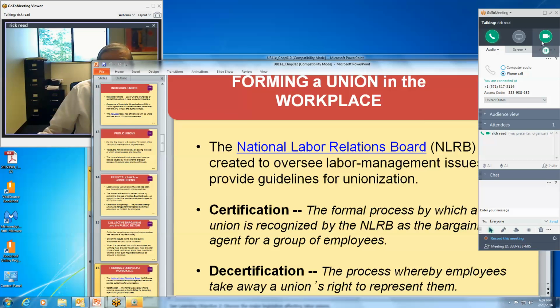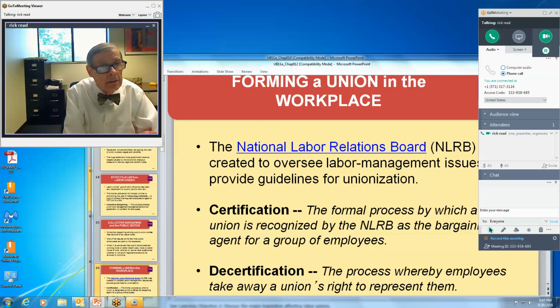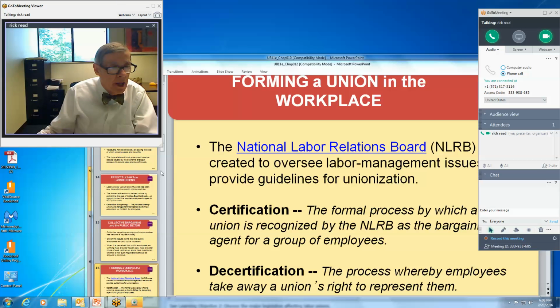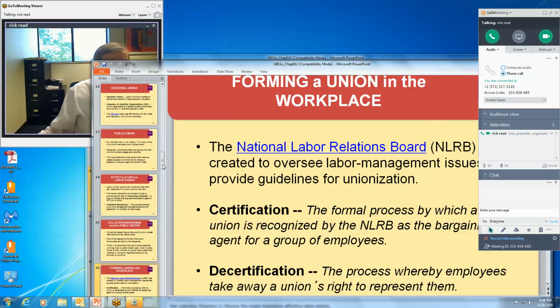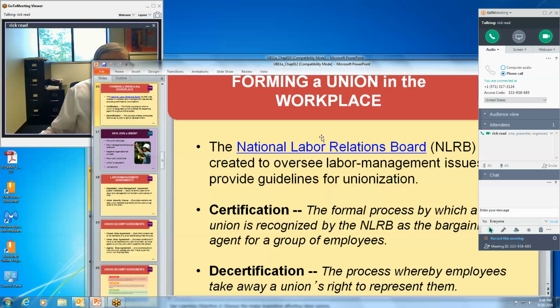So if you want to form a union, the National Labor Relations Board was created to oversee labor management issues and to provide guidelines. Certification is the process by which a union is recognized by the National Labor Relations Board as a bargaining agent for a group of employees. Decertification is just the reverse of that. And the National Labor Relations Board will come in and oversee the election to either have a union or to decertify a union.